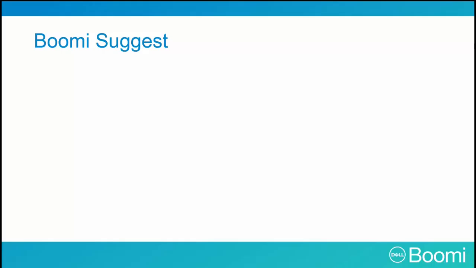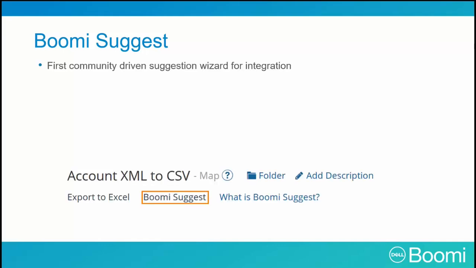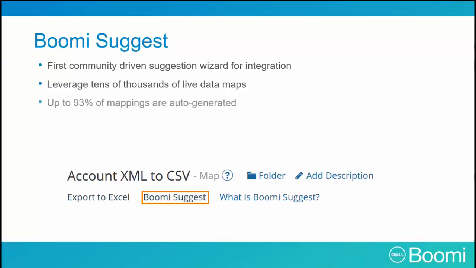Now that our source and destination profiles are populated, it's time to link the fields. We can do this manually, or we can take advantage of a technology built into Atomsphere called Boomi Suggest. Boomi Suggest is the industry's first community-driven suggestion wizard for integration. It leverages tens of thousands of data maps provided by Atomsphere users to provide you with confidence-level data mapping suggestions. Up to 93% of the data mapping can be auto-generated.